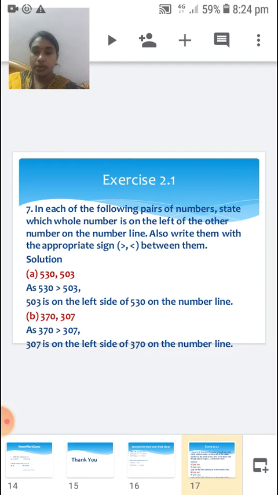The second sum we have is 370, 307. As we know, 307 is the smaller number and it is always present on the left side of 370 on a number line. So which is the greater number here? 370. So 370 is greater than 307. Okay, children? We'll move on to the next sum.